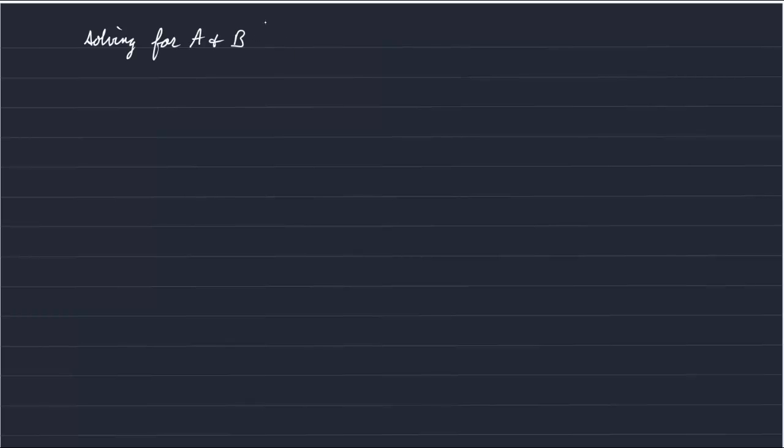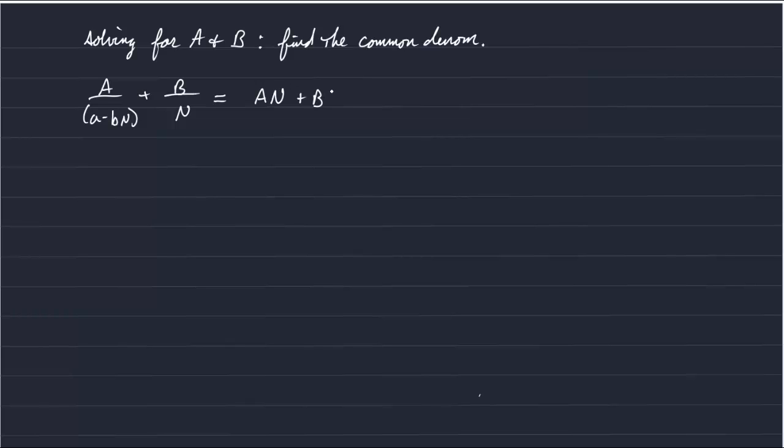So we have to find the common denominator. And so we have A over (a minus b times n) plus B over n is equal to A times n plus B times (a minus b times n) over the product of the two denominators.